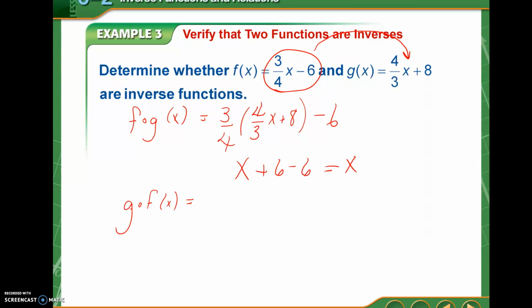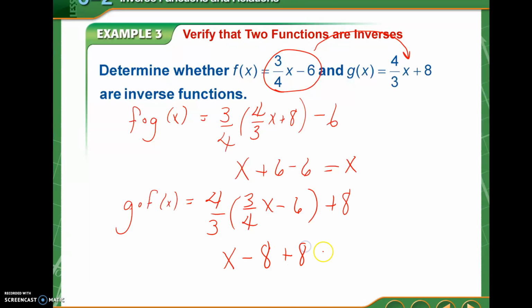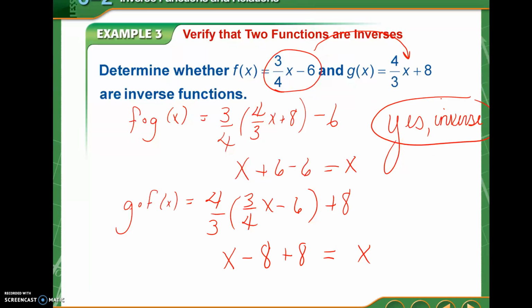So now I'm doing g composed of f, so I'm composing the g function with f in for x. So 4/3, where that x is, I'm going to put the f function. Again, distribute, I get x. 4 times negative 6 is negative 24, divided by 3 is negative 8. And negative and positive make 0, and I get x. So yes, it's an inverse. And if it didn't, I would put no. Alright, so that is the lesson on what you're doing. Again, you don't have to graph, and I hope you have a good day.